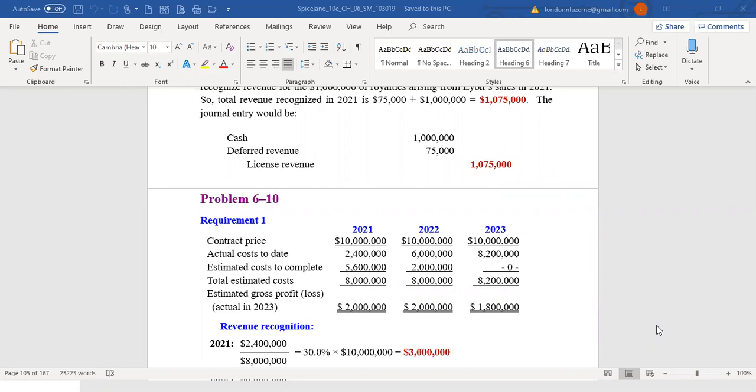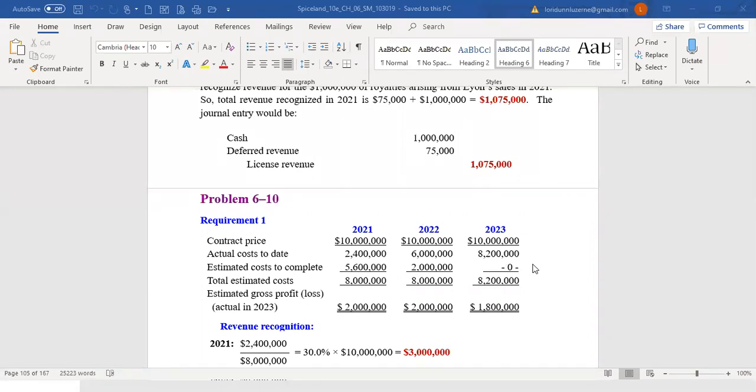2023. The actual costs incurred in that year were 2.2. So they actually spent a total of $8.2 million. 2.4 the first year, 3.6 the second year, and 2.2 the third year. There are no more costs because the project's done.